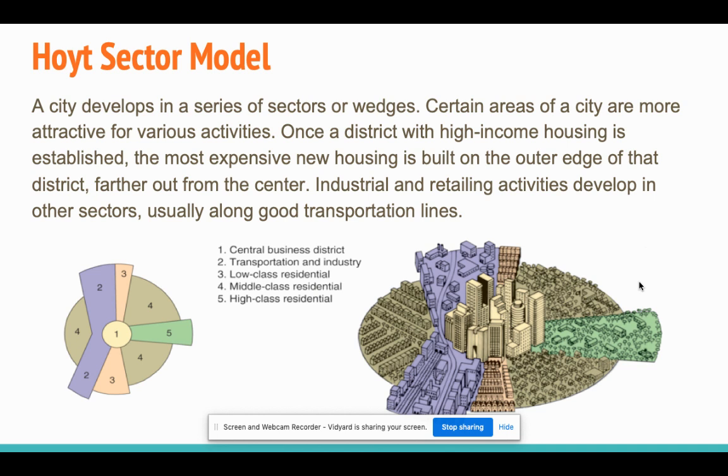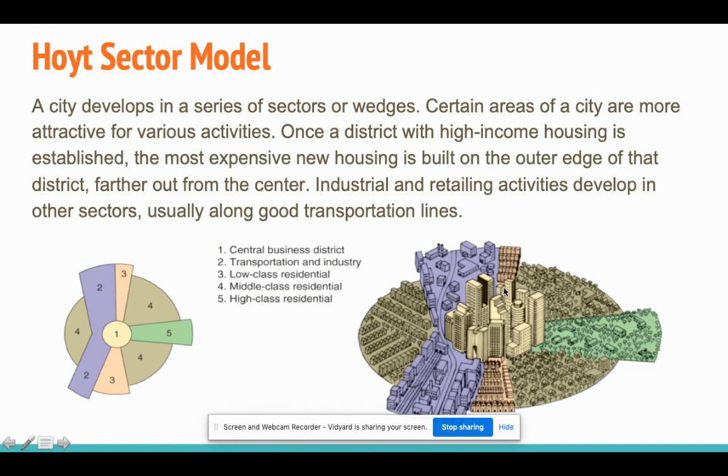All right. The next model is the Hoyt sector model. Anytime you see the word sector or wedge, that is a key identifying factor of the Hoyt sector model. And if you'll notice in the model here, it's not a series of rings anymore. According to Homer Hoyt, who is the geographer who invented this model, cities have grown apart in a series of sectors.